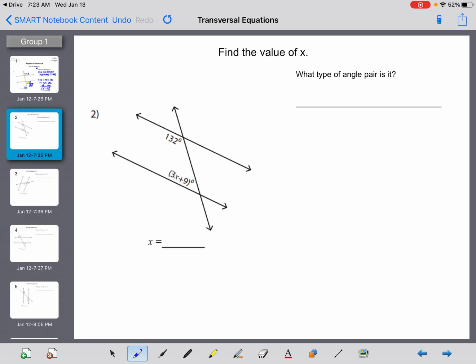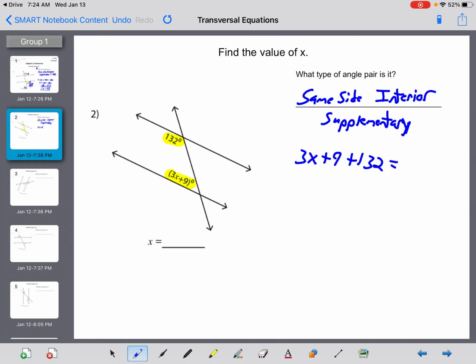All right, here we're going to find the value of x again. So here we have 3x plus 9 and 132 degrees. This time they are same side interior angles, which again are supplementary. Look back to your notes from yesterday if you aren't sure, okay, or even Monday's notes. So these are going to equal 180. So 3x plus 9 plus 132 equals 180. Combine our like terms. 3x plus 141 equals 180.